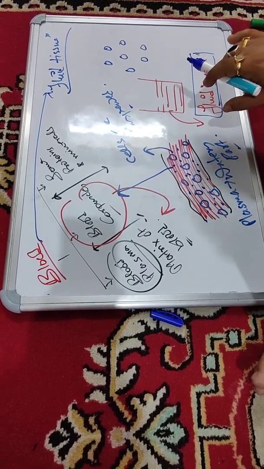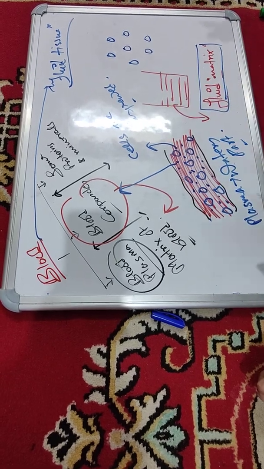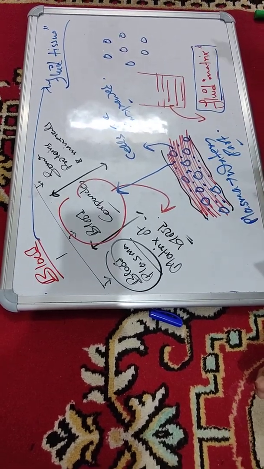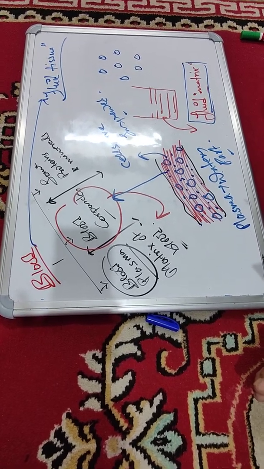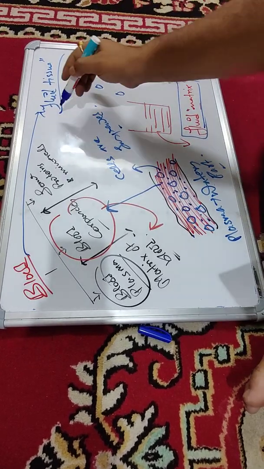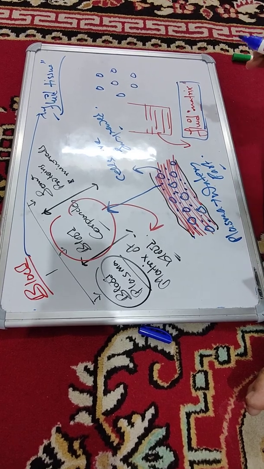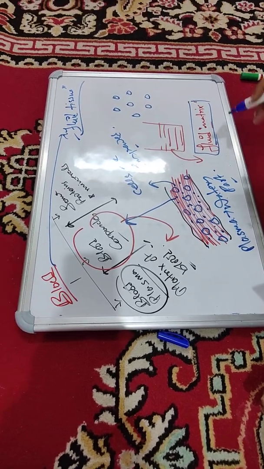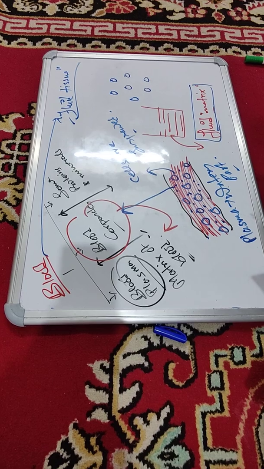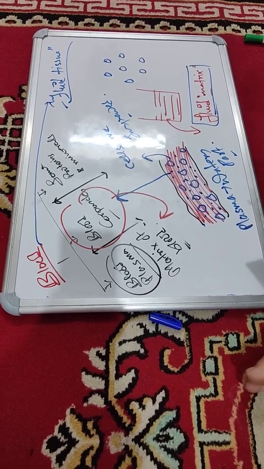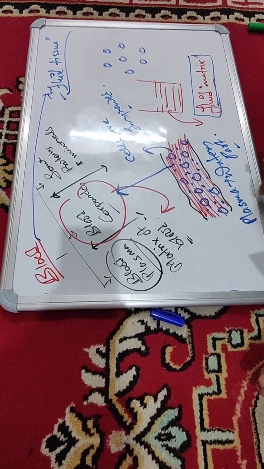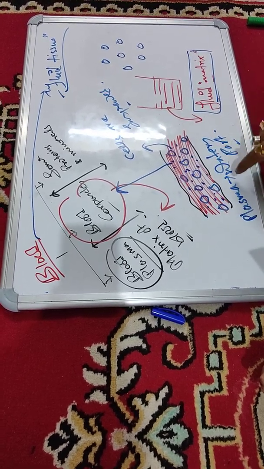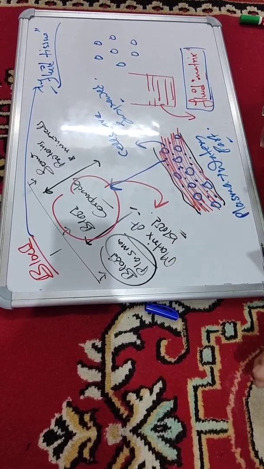Are you getting my point? Being fluid in nature, it is a fluid tissue. But the factor that I want to discuss is that, being a fluid tissue, the blood contains plasma, which is the watery part, which is why it is a fluid tissue.